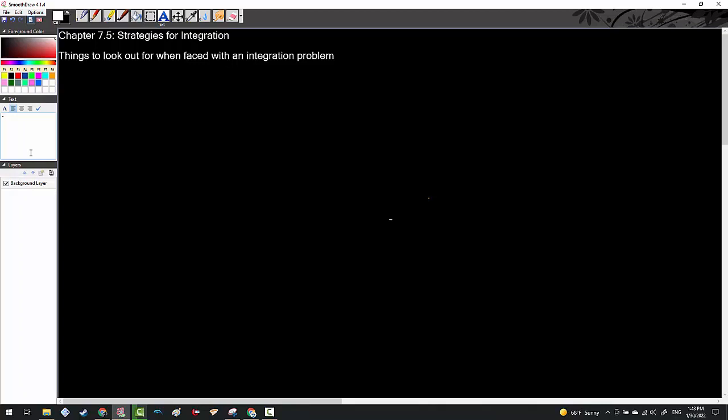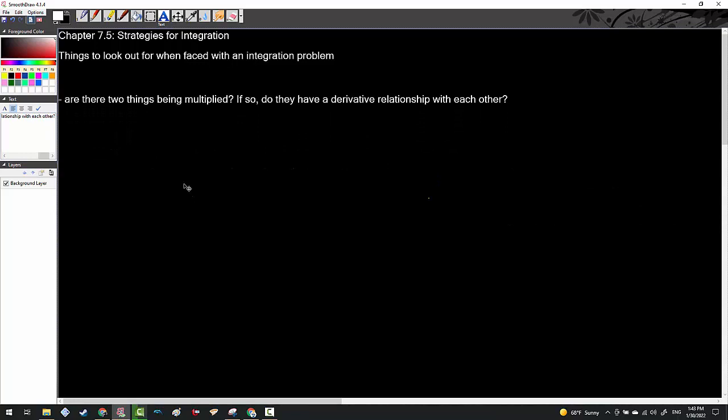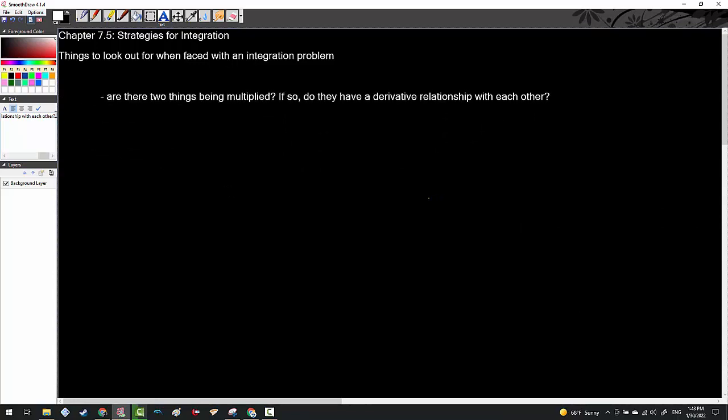First off, are there two things being multiplied? If so, do they have a derivative relationship with each other? And if that's the case, hopefully a tool stands out to you. That means that you should U-sub this thing, right? U-sub, that's something that we have from Calc AB. So just U-subbing it if you see that derivative relationship.